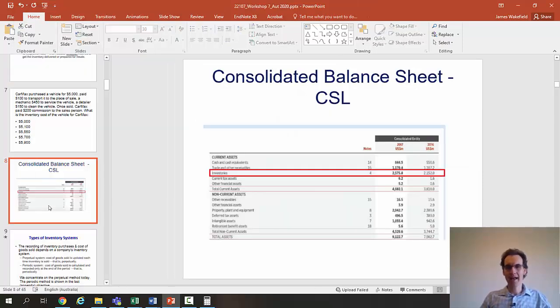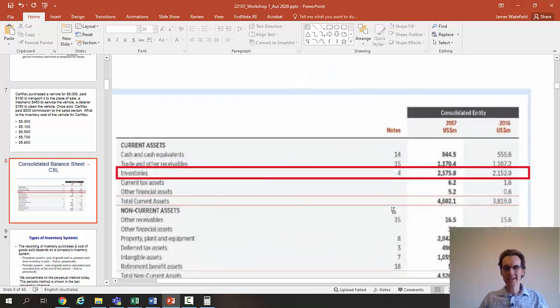So if we look at CSL's balance sheet, you can see there that they have inventory costs reported as a current asset in their balance sheet. And this is the most significant, the highest current asset that they have, which for most retailers is an unsurprising discovery. So what we can see there is they hold substantial amounts of inventory for resale to their customers. So in the 2017 ended financial year, CSL holds $2.575 billion of inventory ready for resale.